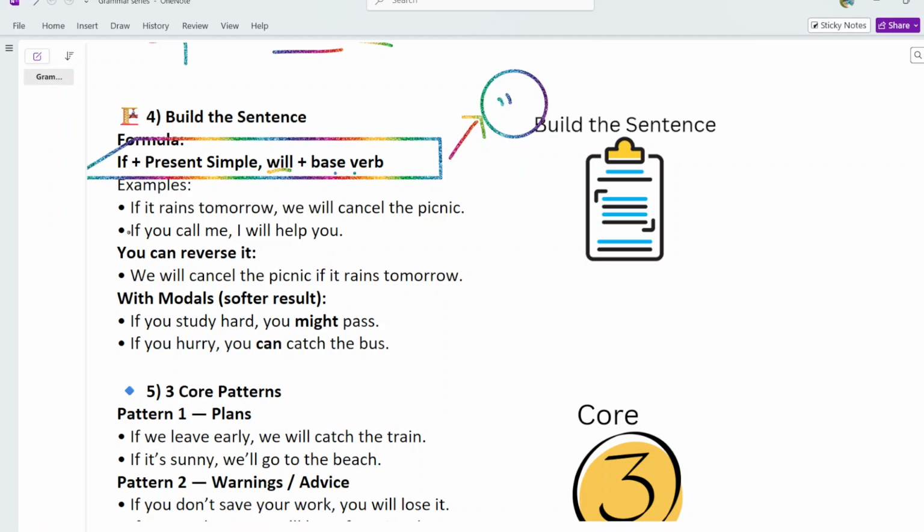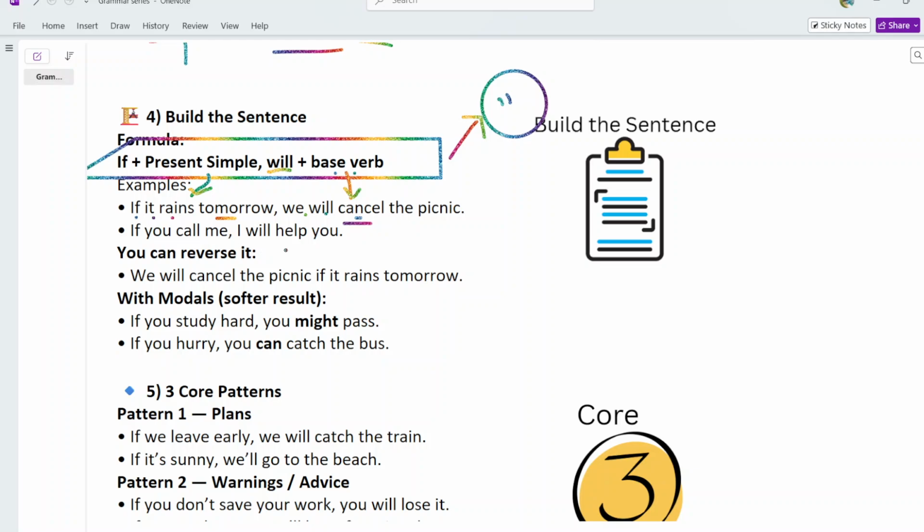Let's look at some examples. If it rains tomorrow, we will cancel the picnic. Cancel is in the base form. So I hope I'm clear. If plus simple present, followed by will plus base verb. So if it rains, again simple present. If it rains tomorrow, we will cancel the picnic.